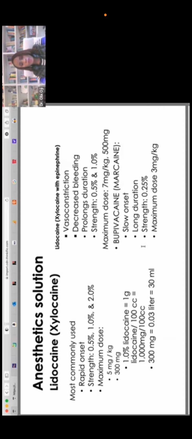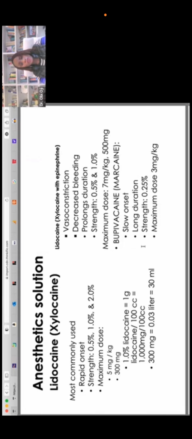Lidocaine with epi, the strength here is 0.5% and 1%. The absolute max dose is 7 milligram per kilogram, and you do not want to exceed 56 cc's. That's a lot of solution. But again, being mindful of your maximum dose is important.